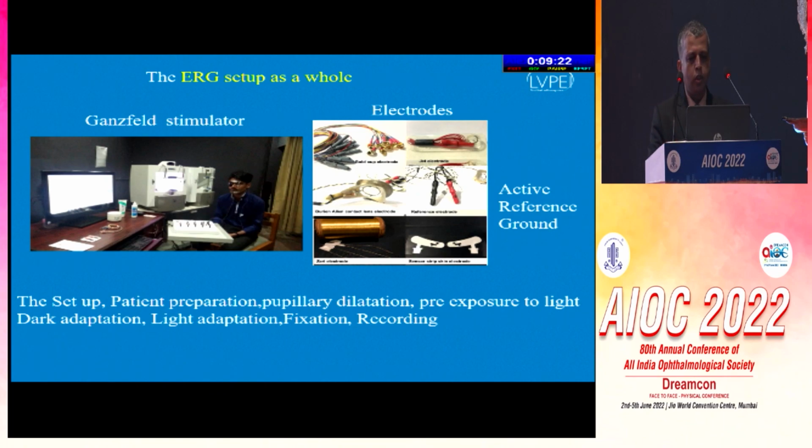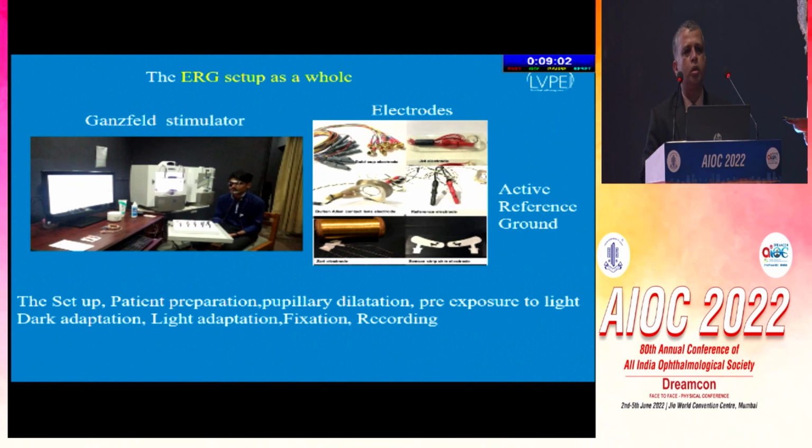The stimulator is a Ganzfeld stimulator. The purpose is to stimulate the entire retina as much as possible with an external stimulation. The responses generated are recorded in basically two phases, one during the dark adapted phase and one during the light adapted phase.